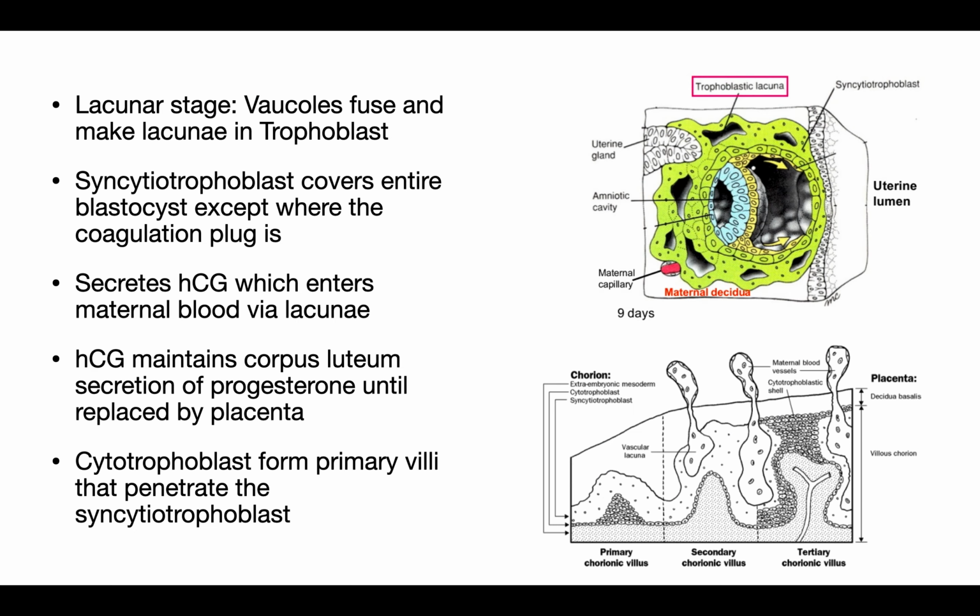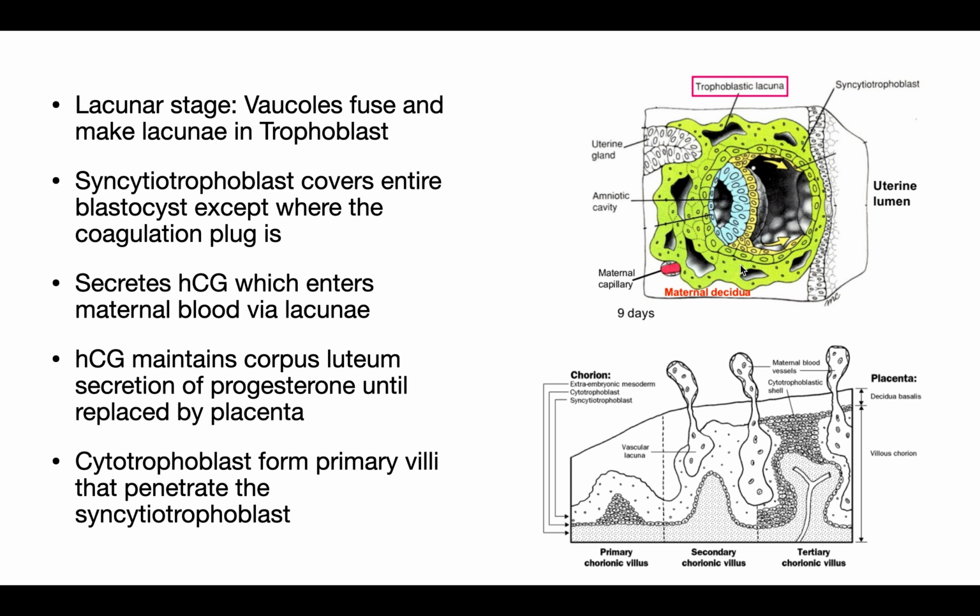The lacunar stage is when the vacuoles, these little pockets, will fuse, and then those will make larger pockets called the lacuna in the trophoblast layer. And then the syncytiotrophoblast will cover the entire blastocyst except for where the little implantation site or the coagulation plug is.